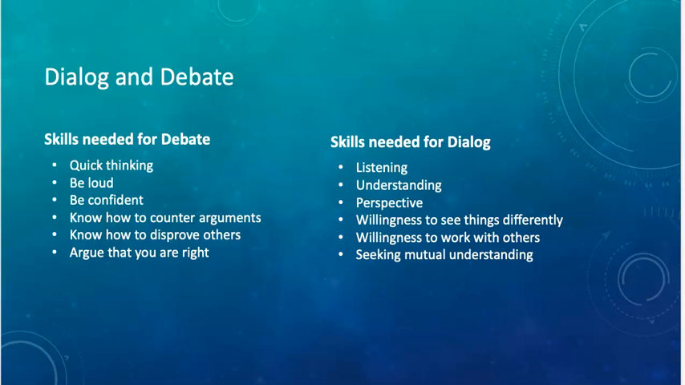You also want to talk about the willingness to be able to see things differently. It's very important that you be able to see things from a different perspective and a different point of view. You also want to be willing to work with others. You want to be willing and able to work with different people, because that is also very important. And then lastly, you want to be able to attempt to seek understanding with other people. Seeking mutual understanding is also very important.